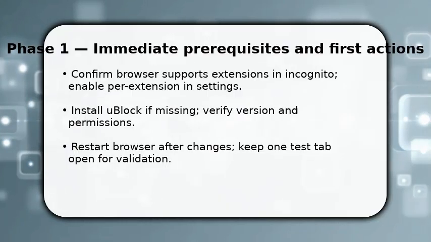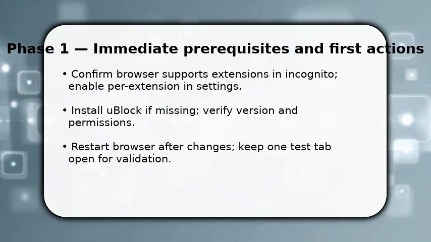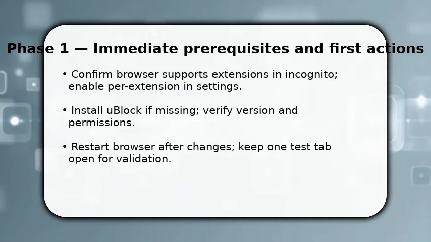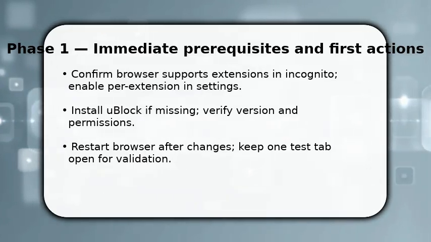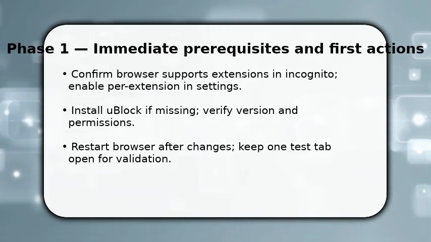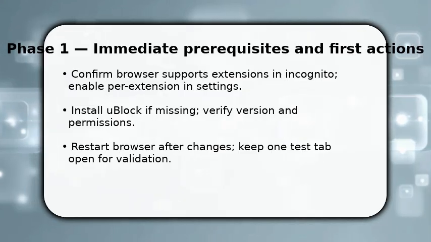You start by preparing the browser so uBlock can run in Incognito. This is why we change extension permissions now. Open your extension manager, locate uBlock, and toggle Allow in Incognito. This grants the extension access when normal browsing is disabled.